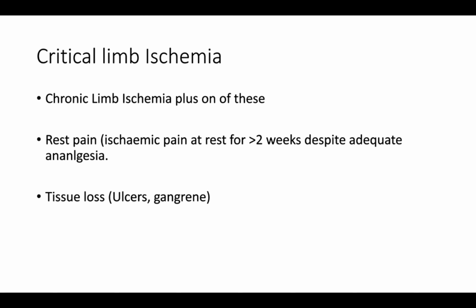What is critical limb ischemia? Critical limb ischemia is chronic limb ischemia plus one of these: rest pain, ischemic pain at rest for more than 2 weeks despite adequate analgesia, or tissue loss. And by tissue loss, we mean ulcers or gangrene. So if you have chronic limb ischemia plus rest pain or tissue loss, that's critical limb ischemia.